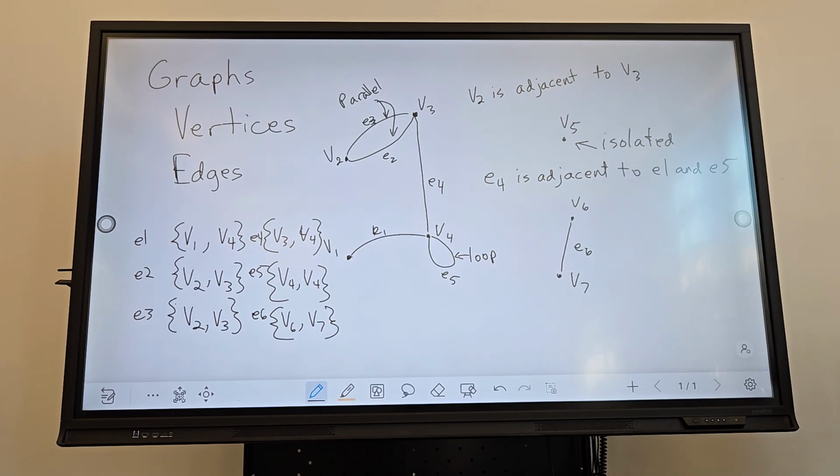Now, there is also what's called a directed graph, which consists of a non-empty set of vertices and a set of directed edges, which have an arrow on them, where each is associated with an ordered pair of vertices, not a set. If edge E is associated with a pair V, W of vertices, then E is said to be a directed edge from V to W.